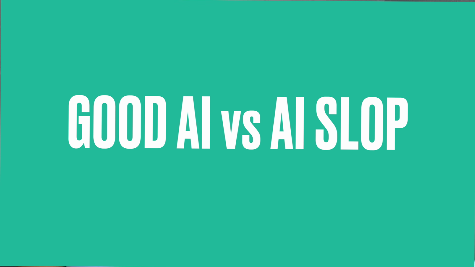So what does good AI look like versus AI slop? AI gets a bad reputation sometimes, and honestly, it's not without reason. There's a lot of low quality content out there, a lot of generic content that was clearly generated without much thought or direction, and audiences are getting better at spotting it. Pinterest's algorithm is also getting smarter too. So before we talk about how to use AI well, let's understand what to avoid.